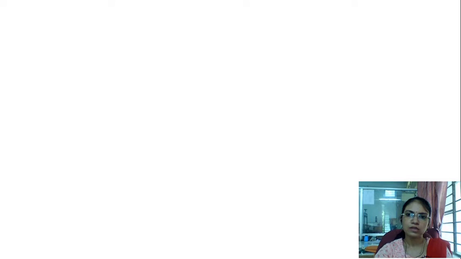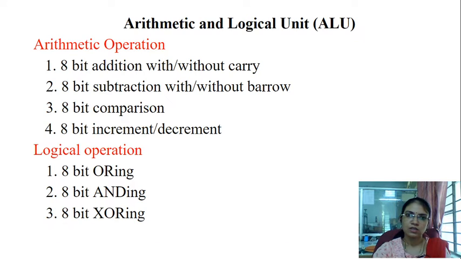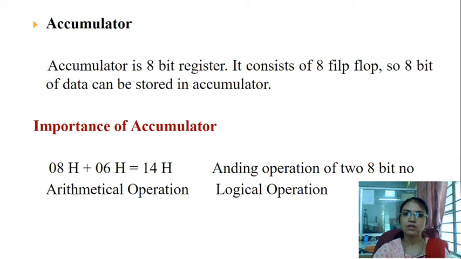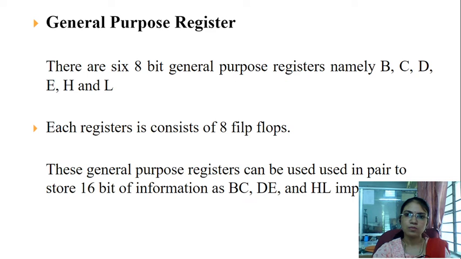So going to the first content, that is the review of lecture number 4. In the last lecture we covered some topics about the arithmetic and logical unit. Another topic which we covered is the accumulator and its importance, and one more topic we covered is the general purpose register. So let me just revise the last lecture's content.